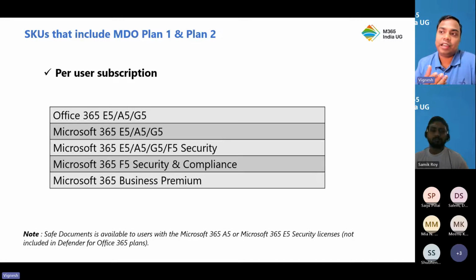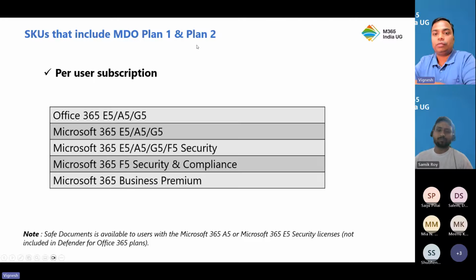Now you may ask, well, Vignesh, how do I know? We understand that MDO plan 1 and plan 2 is included in all these SKUs, but we would like to have a greater split up, wherein we want to know what are the SKUs which offer MDO plan 1 and what are the SKUs which offer MDO plan 2. Well, I tried to put a split up like that, but it just got quite complicated. So, which is why Samik in his cheat sheet is going to talk in detail about it, wherein he can clearly explain what are the SKUs which cover plan 1 and what are the SKUs which cover plan 2.